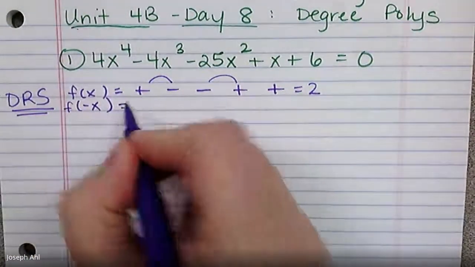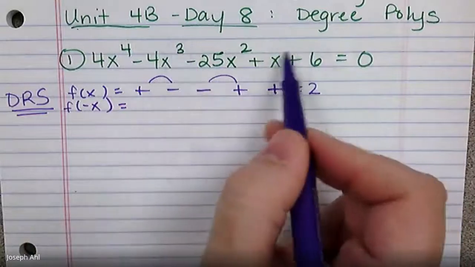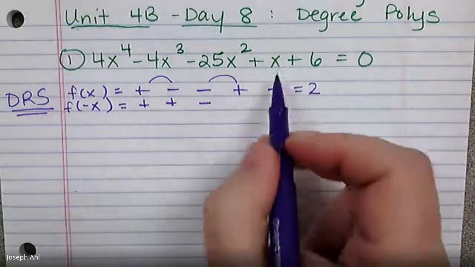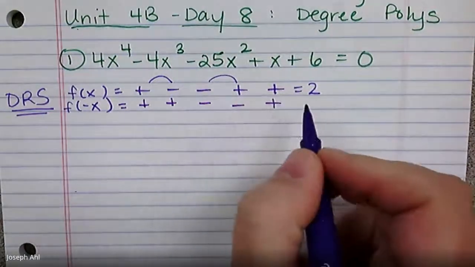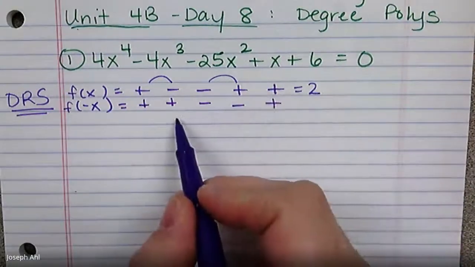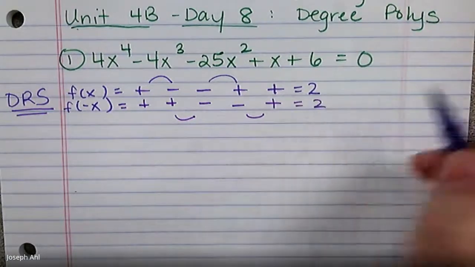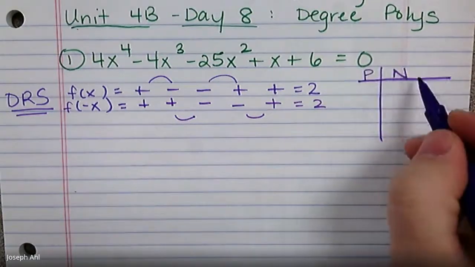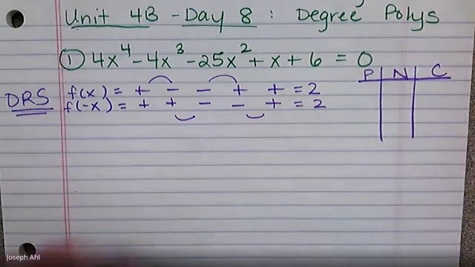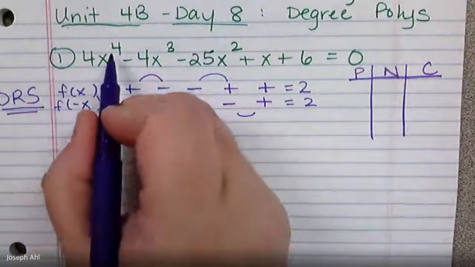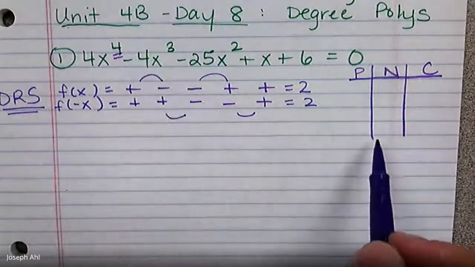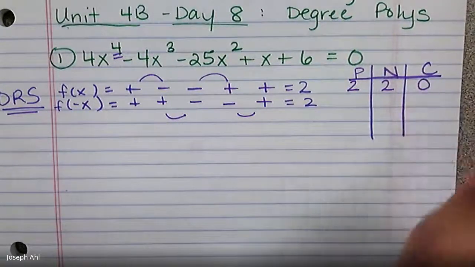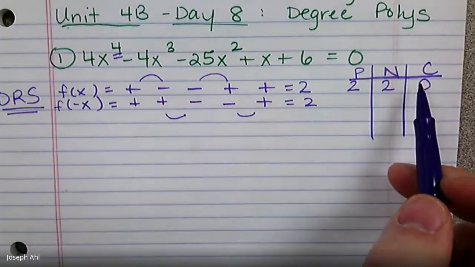So for f of negative x, we're going to change only the signs of odd exponent terms. So x to the 4th stays, x cubed changes, x squared stays negative, x to the 1st changes. Remember that the constant will always keep its sign. So notice that this one also changes sign twice. And then what that allows me to do is come over here and make a quick little chart with positive, negative, and complex cases. And remember that since this is a 4th-degree polynomial, I need to get 4 roots in the end. So if we have a max of 2 positive and then we also have 2 negatives, well, that's already a total of 4 roots, so there would be 0 that are complex.